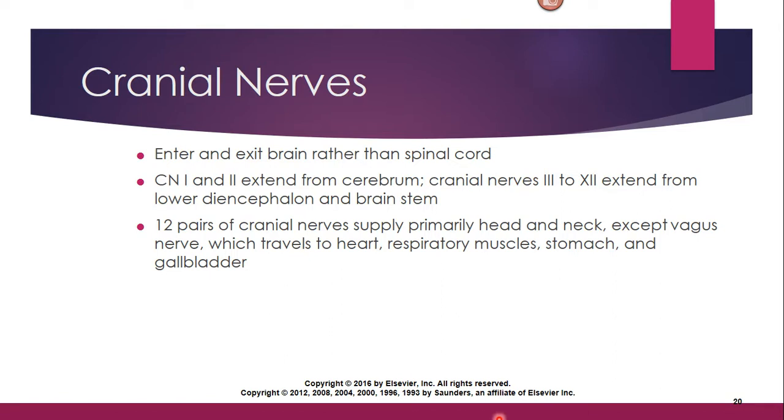So cranial nerves. They enter and exit the brain rather than the spinal cord. Cranial nerves 1 and 2 extend from the cerebrum, and then cranial nerves 3 through 12 extend from the lower part of our brain into the brain stem. We have 12 cranial nerves that supply primarily the head and neck, except for the vagus nerve, which travels to the heart, respiratory muscles, stomach, and gallbladder.